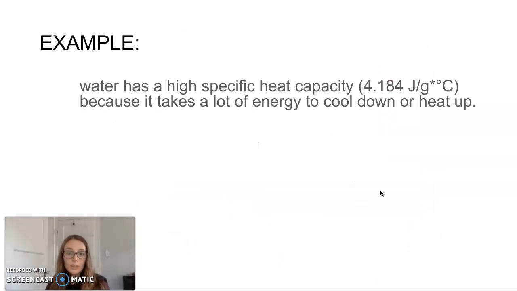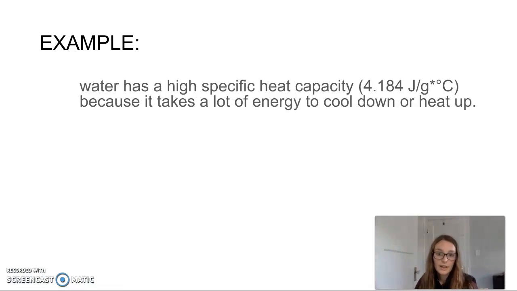So for example, water is known to have a high specific heat capacity. Its value is 4.184 joules divided by grams times degrees Celsius. And we know that it has a high specific heat capacity because it takes a lot of energy to cool it down or heat it up.